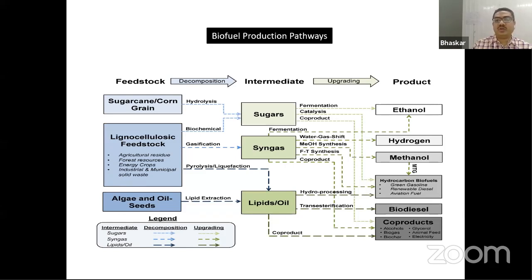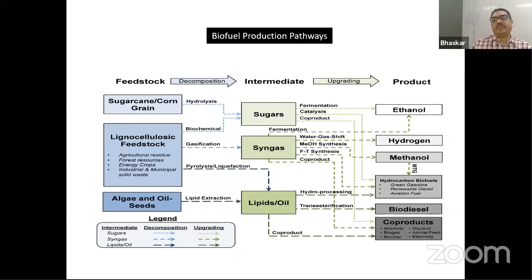Sugars we know are the best component for the synthesis of ethanol. Syngas in itself is a fuel comprising carbon monoxide and hydrogen, and further we can make hydrogen from it. We can make methanol from it. And if it is lipid or oil, we can subject it to various processes, either hydroprocessing, hydrotreatment, or transesterification. If we subject it to transesterification, we can obtain biodiesel. And if we subject it to hydroprocessing, we can get renewable diesel, green gasoline, or aviation fuel.